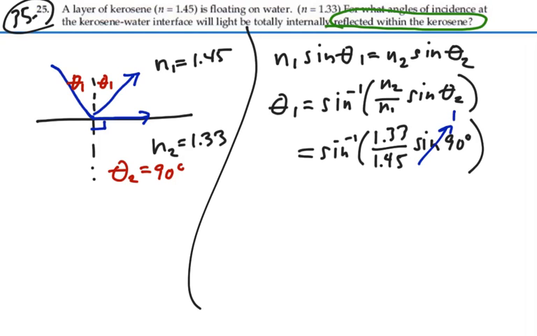Sine of 90 is 1, so it's simply going to be the inverse sine of the lower index over the higher index. 1.33 divided by 1.45, inverse sine, gives me 66.5 degrees. So at 66.5 degrees angle of incidence, that or larger, the light will be totally internally reflected within the kerosene. That will be our critical angle, 66.5 degrees.